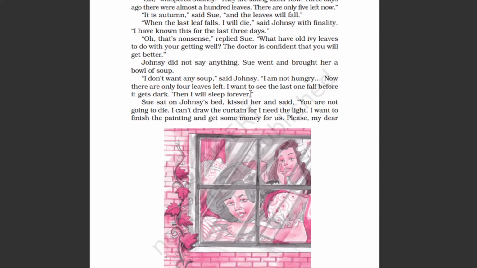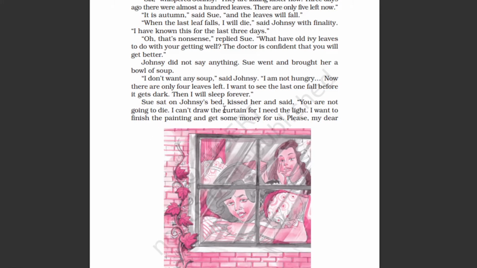See the makeup of her mind. कि जैसे वो क्या कहने लगी कि अब बस 4 लीव्स बची हैं, अब मुझे कुछ भी नहीं खाना पीना, मुझे तो बस जैसे ही लास्ट लीफ गिरेगी तो मैं भी हमेशा के लिए सो जाऊंगी. This was her thinking that was not making her well.